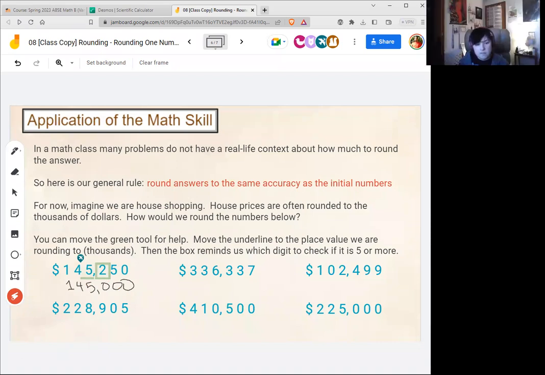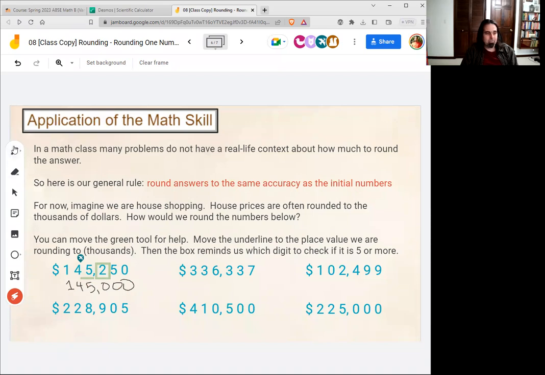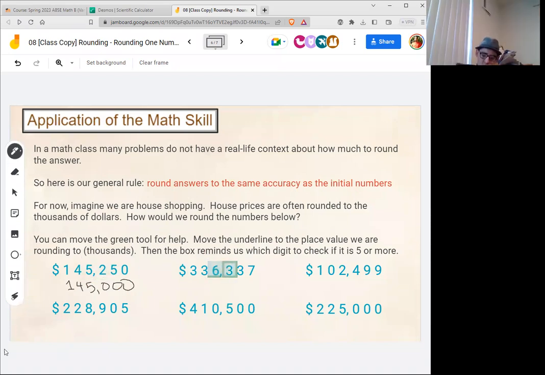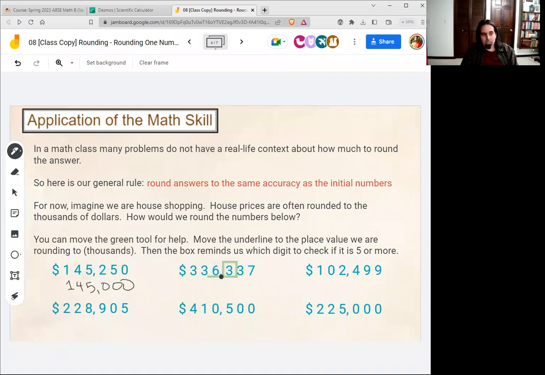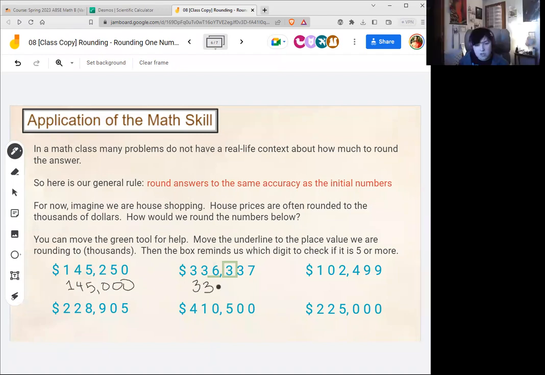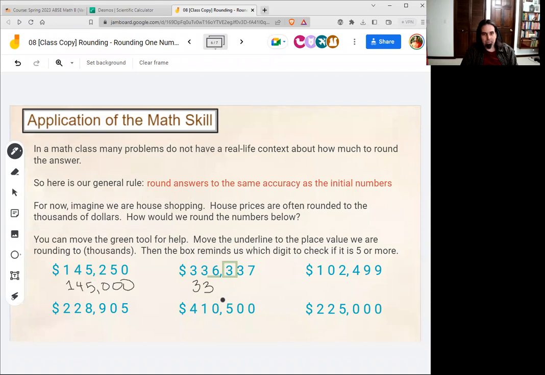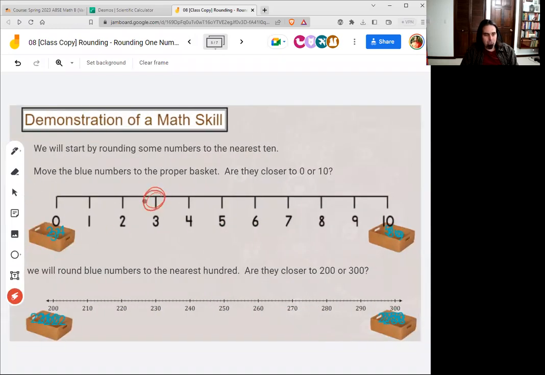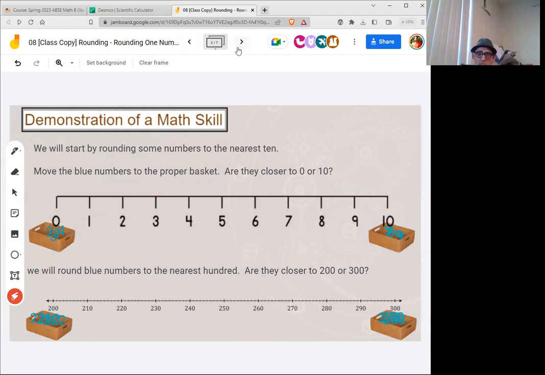Move the little frame to the next one. So is this going to be 336 or 337? 336. So it is the 6. 3 is not 5 or more. 3 is a small number, so it doesn't change the 6. Going back to here, 3 is over on this side, so it goes to 0 and doesn't change anything.